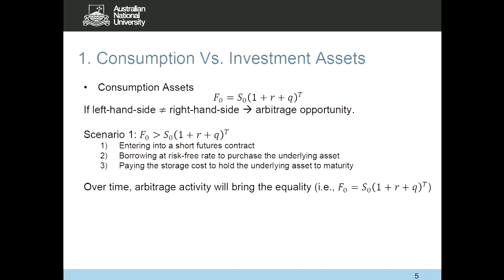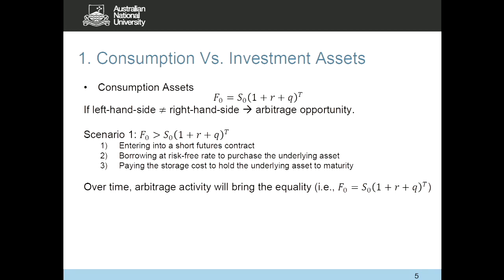In other words, the futures contract in this world is really redundant. We actually don't need a futures contract. We can replicate the outcome of a futures contract by using more fundamental securities or more fundamental assets. How am I able to do that?